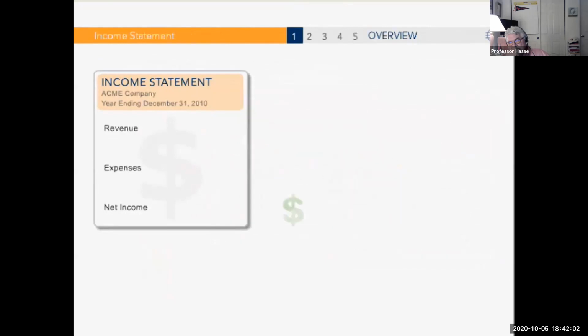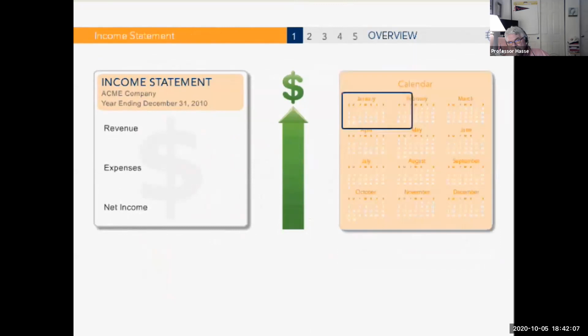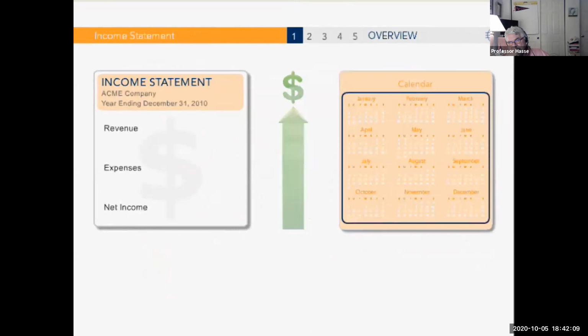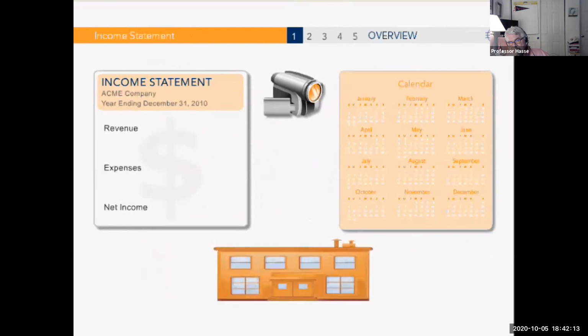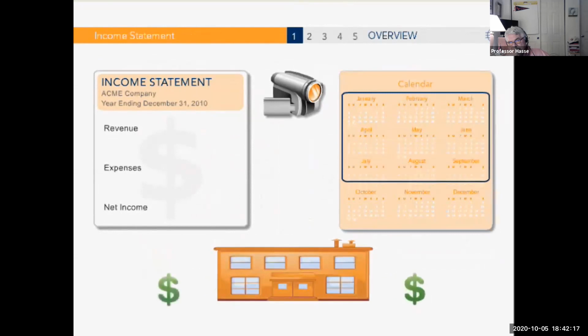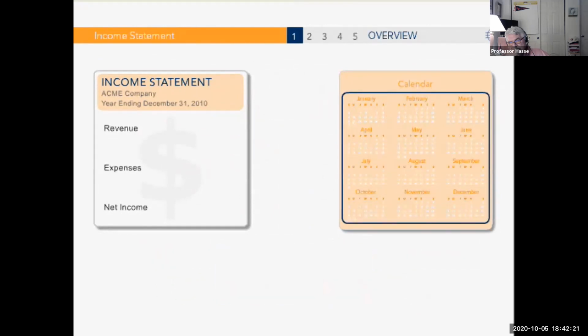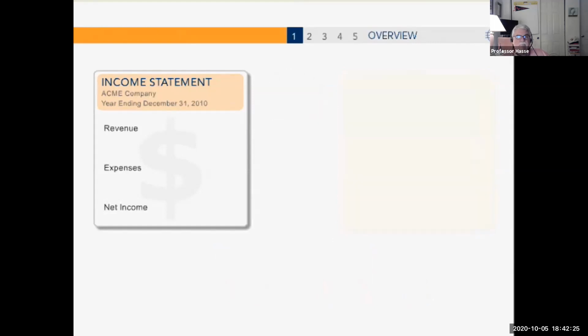Simply put, the income statement tells you whether or not the company is profitable during a given period, usually monthly, quarterly, or annually. It may be helpful to think of an income statement in terms of a video camera. At the start of a period being measured, you hit the record button and the camera starts recording everything that takes place until you press stop.